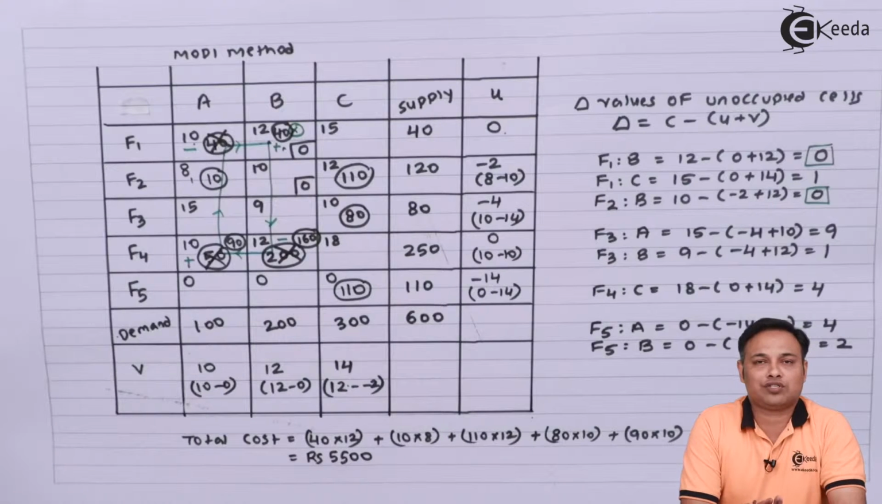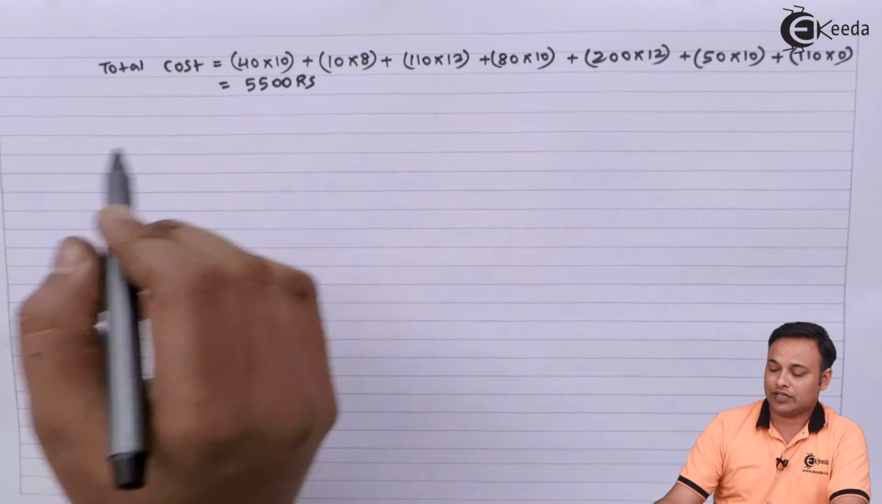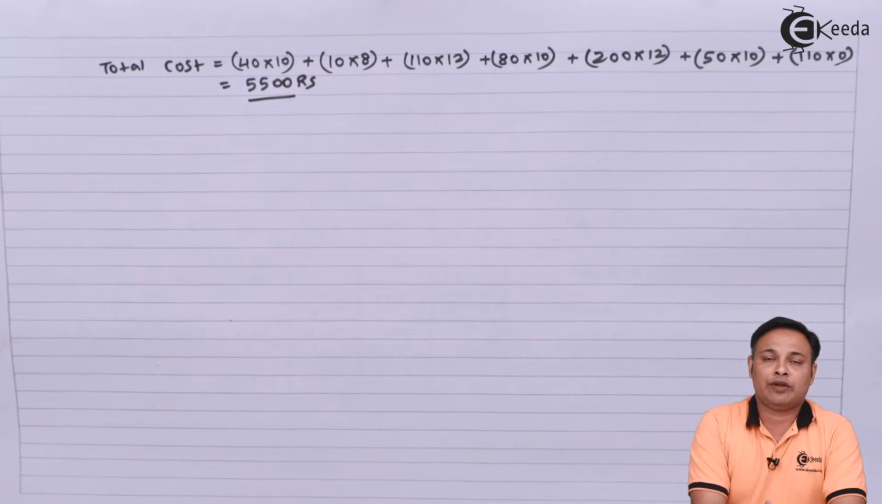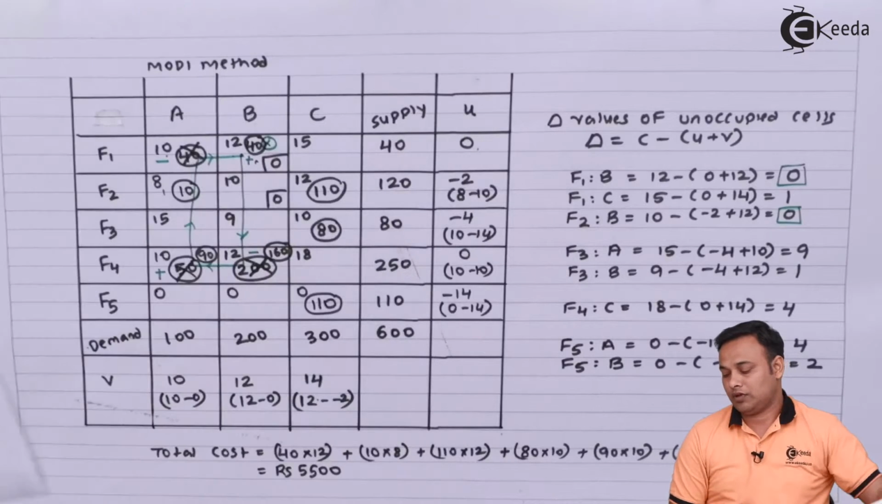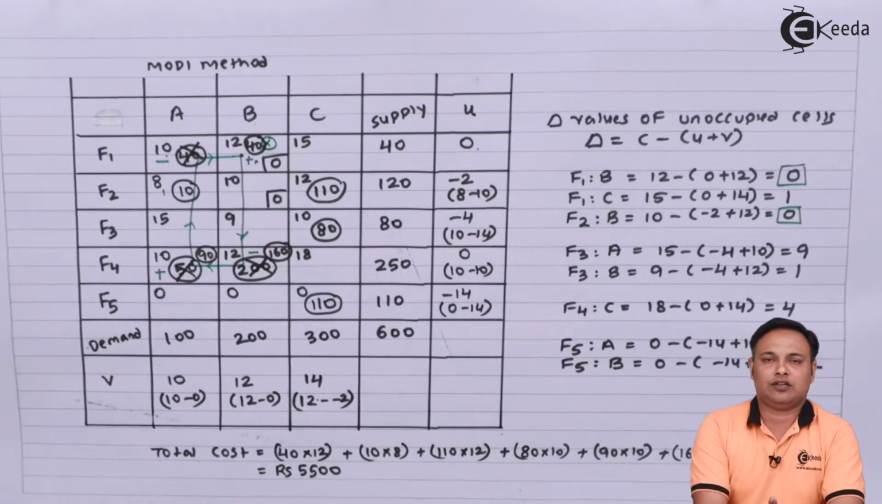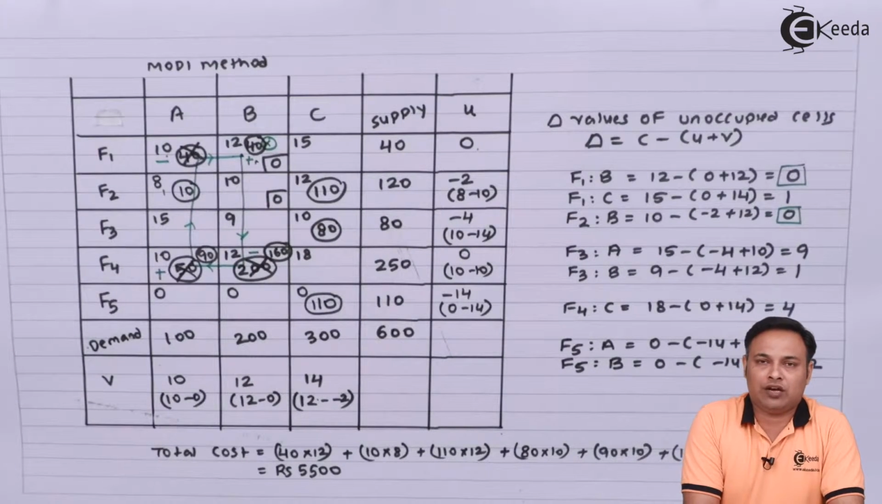So my total cost comes to rupees 5,500. This was my initial solution as per the original question, 5,500. हमने उसी solution को obtain किया by reshuffling, by making some changes, and we obtained 5,500. So the basic indicator for getting an alternate solution or a multiple solution is to find out the cell with the delta value of 0. So any unoccupied cell with the delta value of 0 will give us an alternate solution.